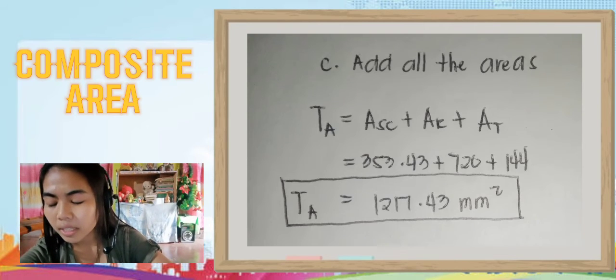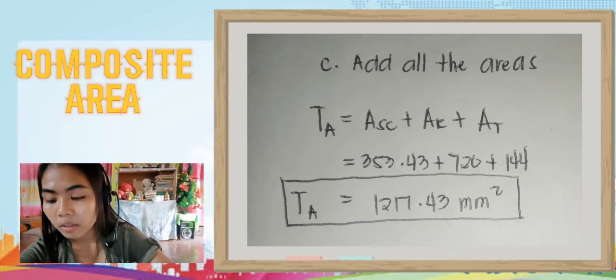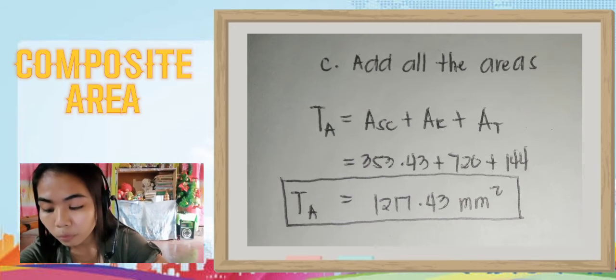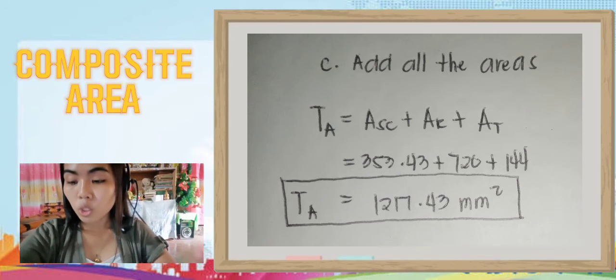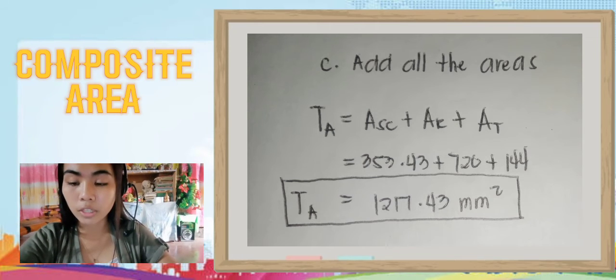So, total area is equal to area of the semicircle plus area of the rectangle plus area of the triangle. So, we will just substitute the values of the different areas. Area of semicircle is equal to 353.43. I-add natin siya sa area of rectangle which is equal to 720, at i-add din natin siya sa area ng triangle which is equal to 144. So, kung i-add natin lahat, ang total area is equal to 1,217.43 millimeter squared. So, nakuha na natin ang area ng figure na ito.